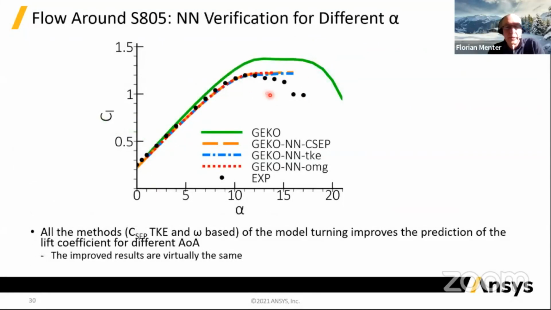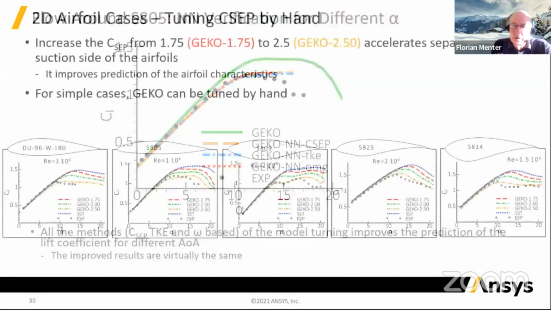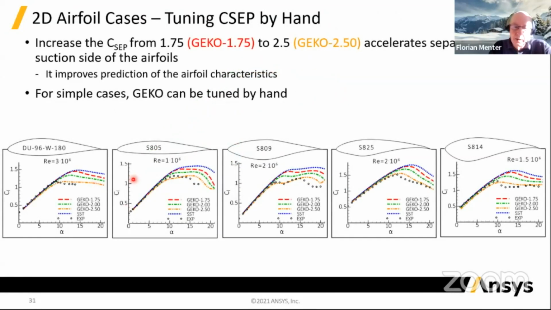And you can see that with different coefficients, we can get a pretty good representation of the flow. In this case here, when the flow goes beyond maximum lift, it stalls, actually. So it becomes 3D, and we have only a 2D simulation, so we cannot capture that. But otherwise, the agreement is quite good. So we can find a good correlation between CSEP and local values using the neural network. However, this is, of course, a fairly trivial exercise because we can achieve the same behavior for many airfoils by just tuning a global value for the GEKO coefficient.